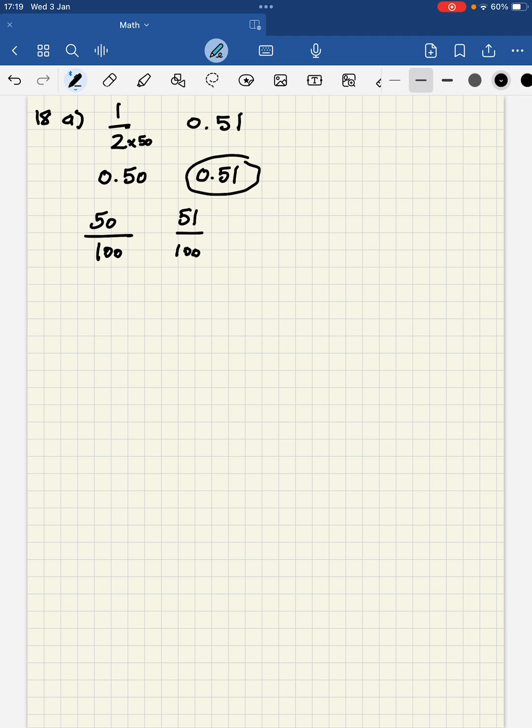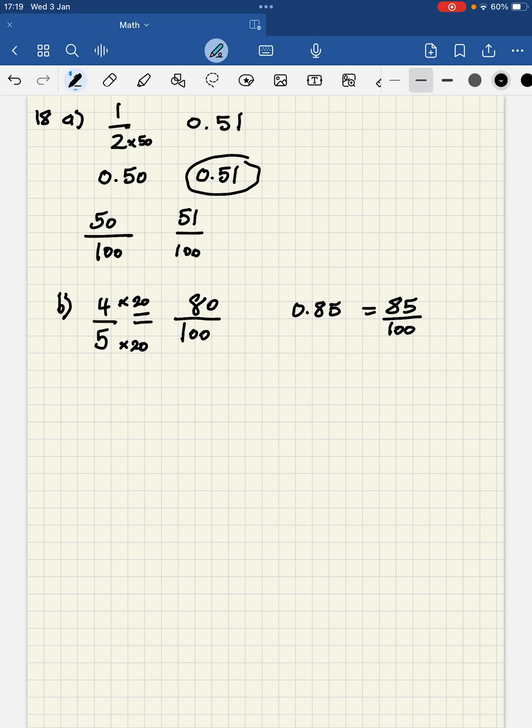B might be tricky, so let's do it together. If you have 4/5, we want to make the bottom number hundredths. So 5 times what makes 100? Well, 5 times 20. So 4 times 20 would be 80. And then our 0.85 would change to 85 over 100. Okay? So you can do question 18 now.